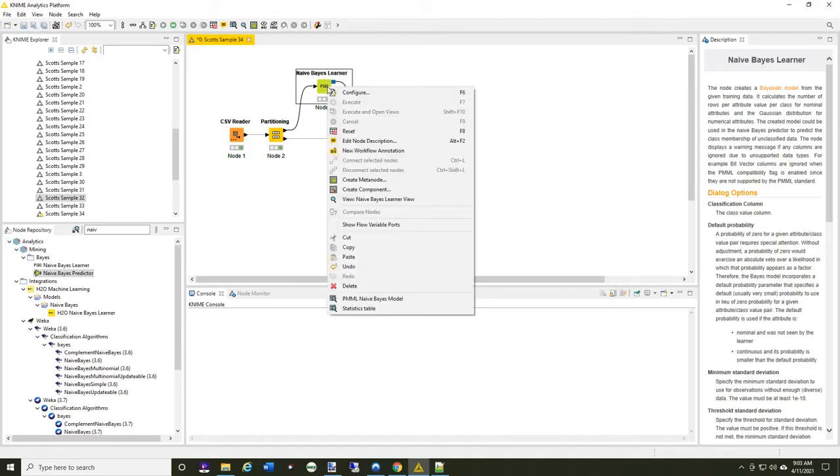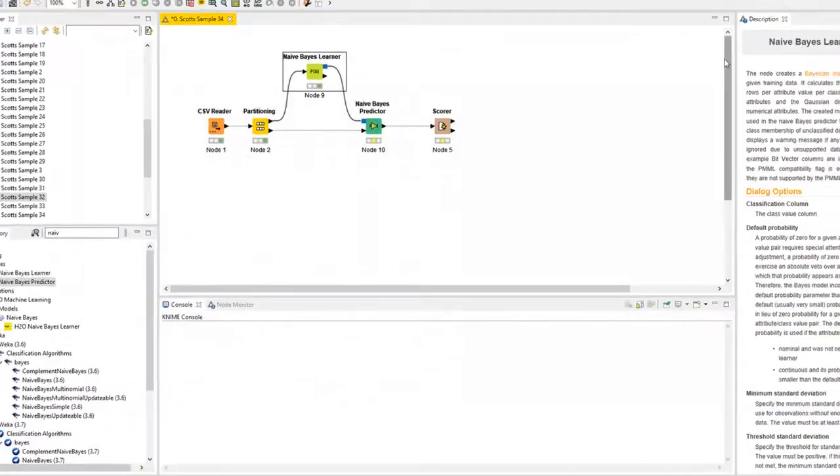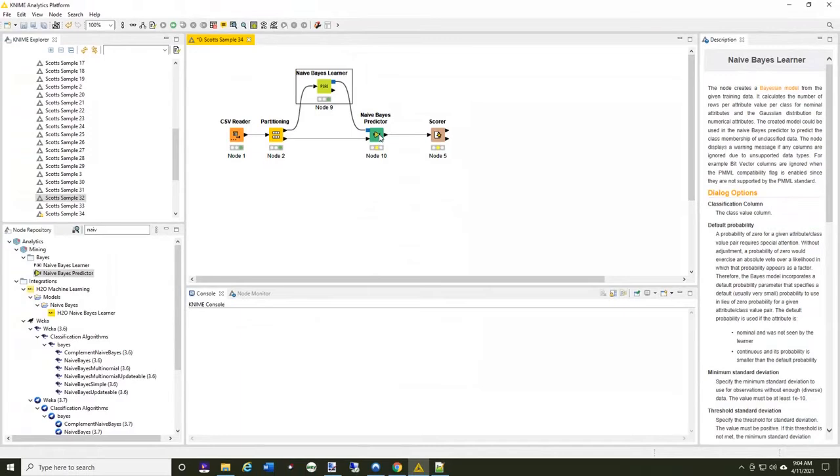I can look at the statistics table that comes out of this, and all I see is for each count. So for each attribute, I get a count. How many wins, how many losses, how many missing values, the mean, and the standard deviation. So I can see, so for competitor type, unknown, known, and none. And I can see the breakdown, see these are the nominal values, and that it will keep, like we said in my example, up to 20 of them. All of this is the only thing necessary to compute against the real execution data.